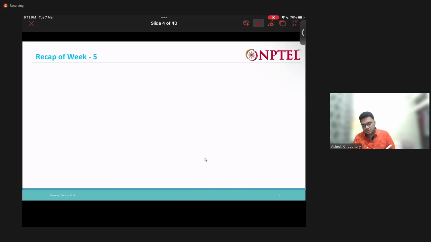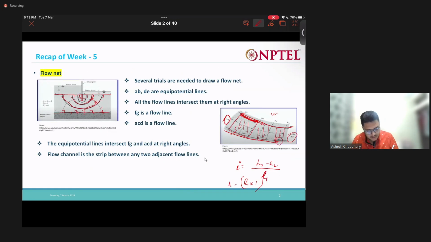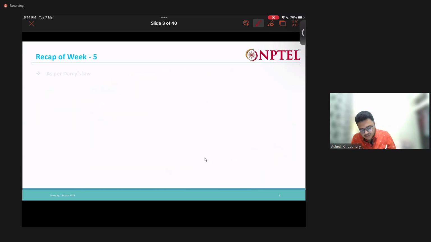Now, we are considering that this length ratio is 1, right? If this aspect ratio is something else, slightly different than 1, then we can write our flow as k h Nf by Nd into n. So then this will be the expression.